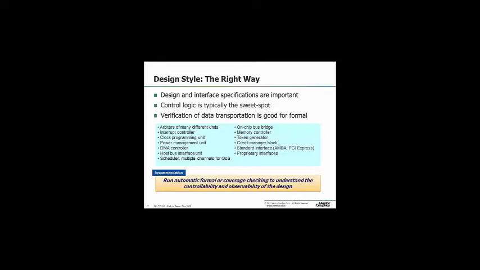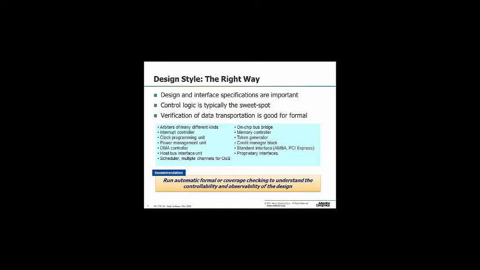So you have your design spec. Equally important is the interface specification. You need to know how to constrain this design. You need to know what the interface does, how it works, or how it should work, so you can write constraints so you can get the verification done. Control logic is typically the sweet spot for property checking, for model checking, and this would be your first target probably. But data transportation can be good as well.